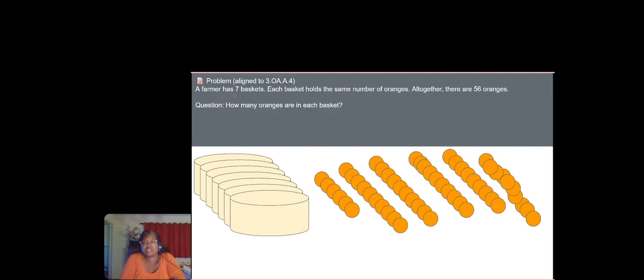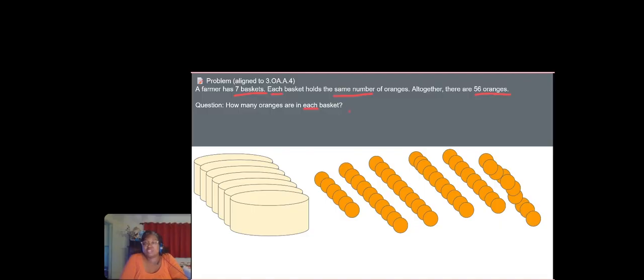The farmer has 7 baskets. Each basket holds the same number of oranges. Altogether, there are 56 oranges. How many oranges are in each basket?